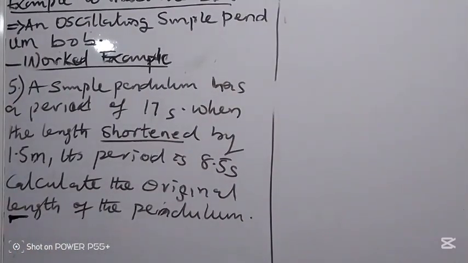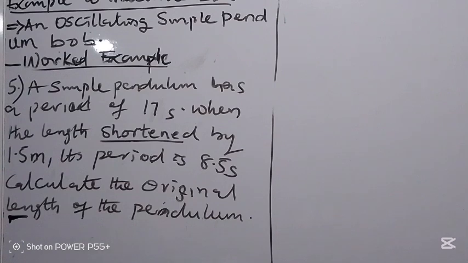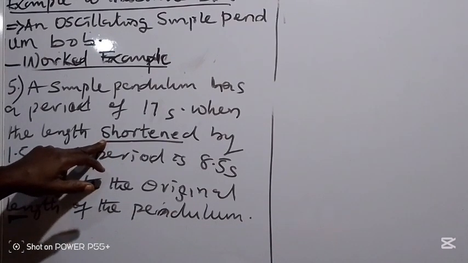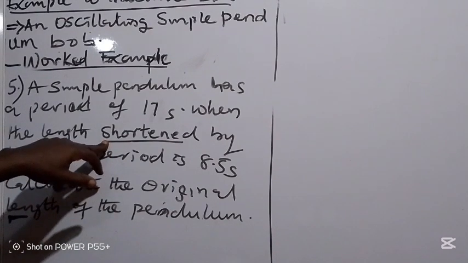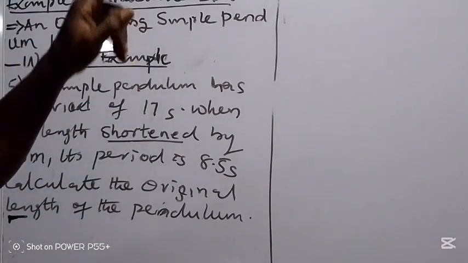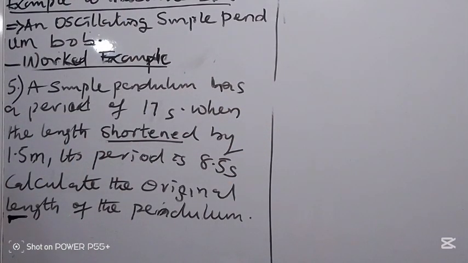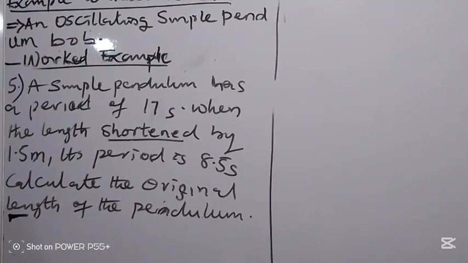Let's take this one as example 5. A simple pendulum has a period of 17 seconds. When the length is shortened by 1.5 meters, its period is 8.5 seconds. Calculate the original length of the pendulum. You can notice something, that's why I underlined it. In the last example, which is example 4, the length was increased, but this one is shortened in length now. Let's go through this one too.